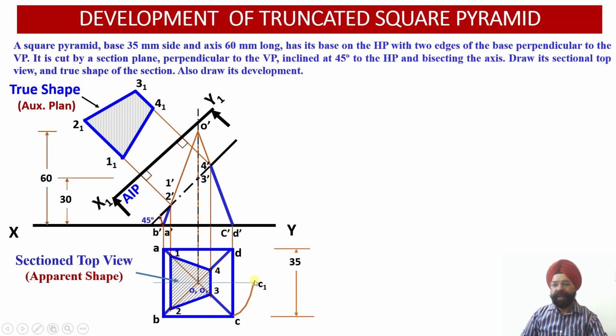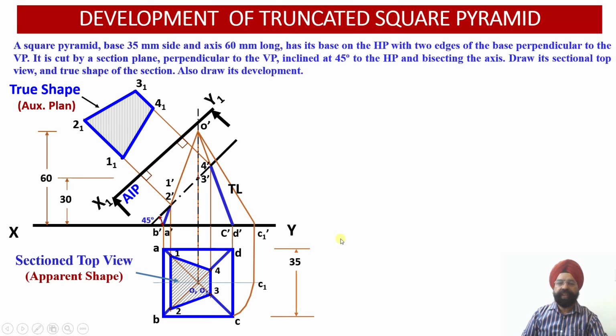So from C1, I am going to drop a perpendicular projector onto the vertical plane. Once I drop the perpendicular projector, C dash was lying on this line, so C1 dash will be obtained over here. Once you obtain this point C1 dash, this is the point corresponding to the true length of the projector or the slant edge O dash C dash. Now I am going to join O dash with C1 dash.